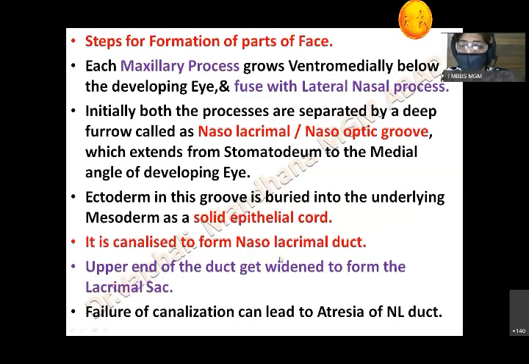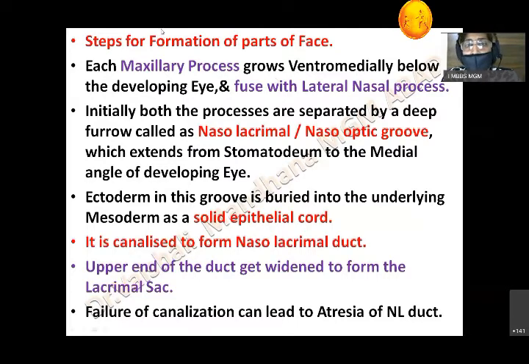You have already studied about the lacrimal gland and lacrimal sac, lacrimal apparatus. Okay, so formation of the nasolacrimal duct and lacrimal sac has already been done now. Now failure of this canalization will lead to atresia, as seen in every tubular structure. If it fails to dilate or if it fails to canalize, it will lead to atresia.